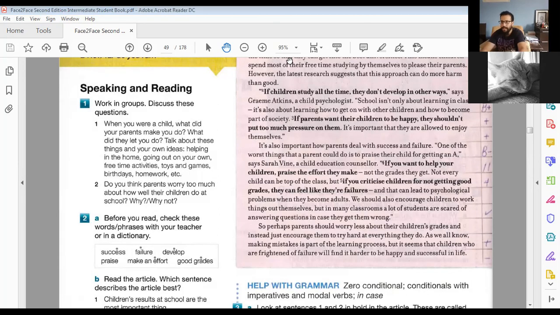Correct. Yes, number 3. The verb of the if clause is want, right? Okay. What about number 4? Number 4, you want. Correct. To help. Yes, you're right. If you want. And number 5, criticize. Right. If you criticize.